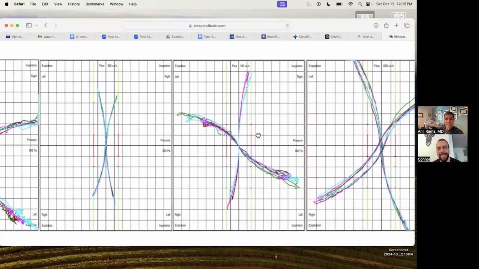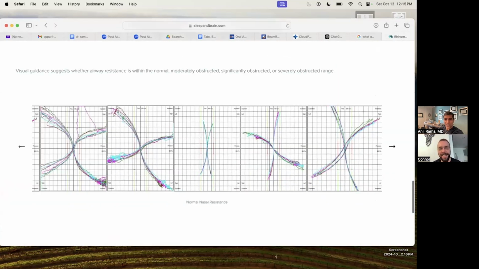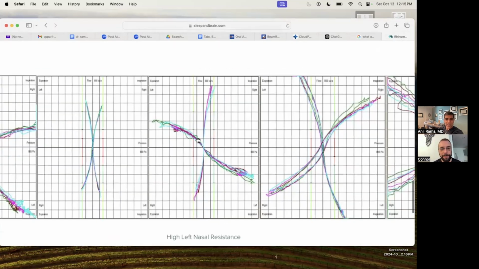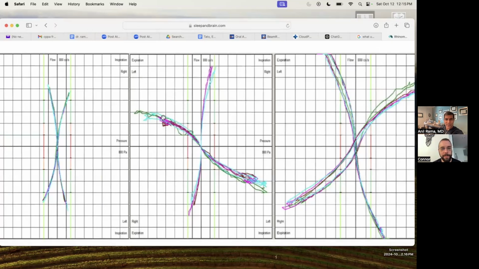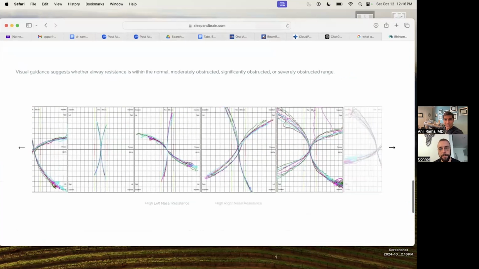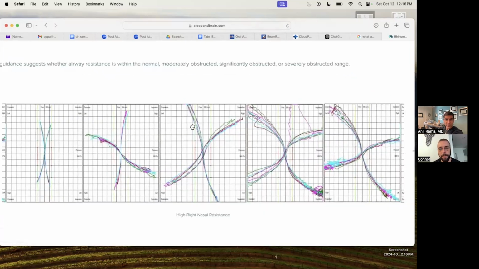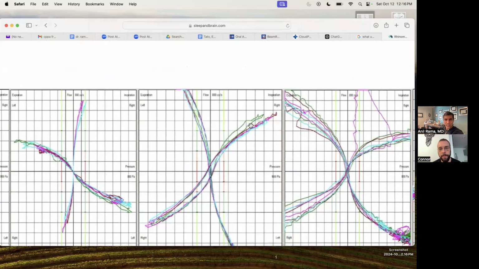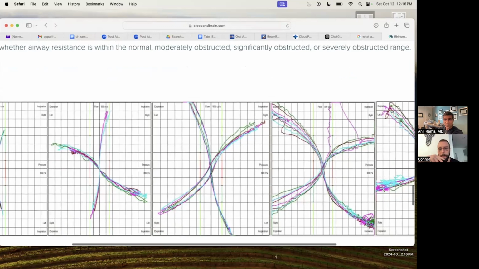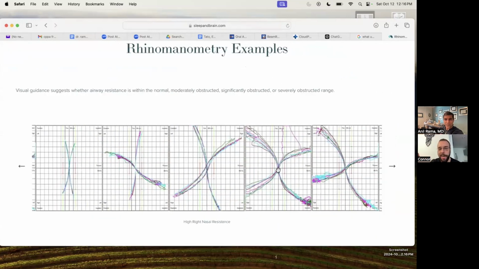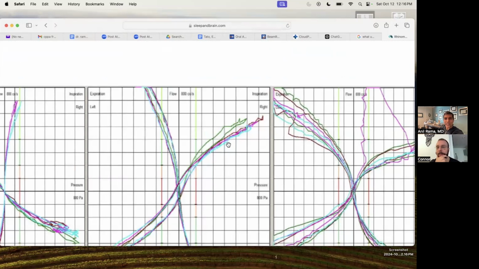For instance, if you look at this person, you can tell automatically the left nose is worse than the right nose. Specifically, you can see that it's crossing in the orange section. And if you look at this person, the right nose is worse than the left nose. What is each line? Why are there multiple lines? Because that's each breath. Okay, that's what I thought.